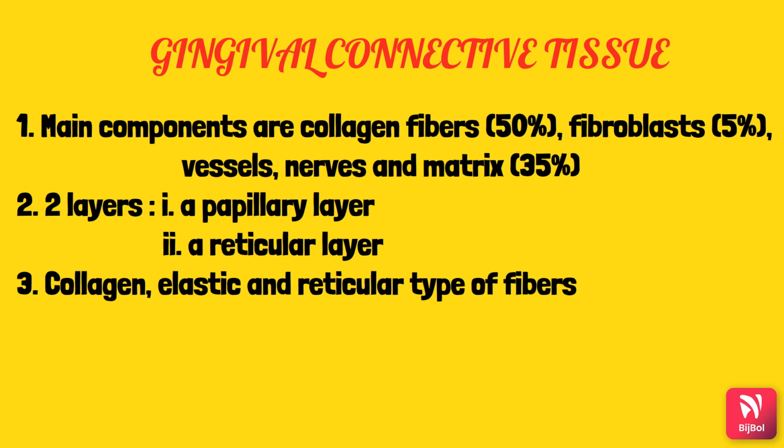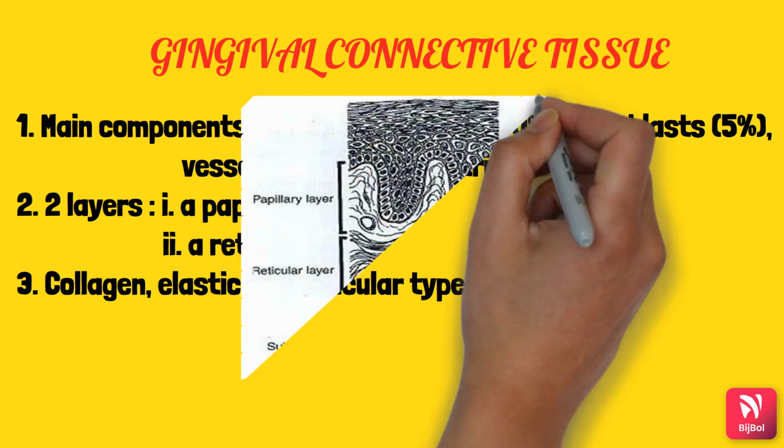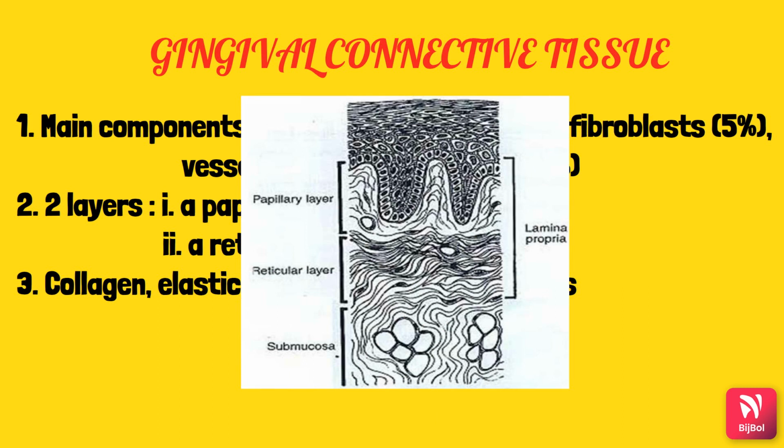And the connective tissue is made up of two layers. Those are the papillary layer and the reticular layer. Initially, we have seen in the microscopic features that there is epithelium and there is connective tissue. In between epithelium and connective tissue, we have a basal lamina or a basement membrane. So beneath the basement membrane, there are two layers of connective tissue, that is a papillary layer and a reticular layer. So in the picture you can notice that there is gingival epithelium, there is basal lamina, and beneath which you have the papillary and reticular layers of the connective tissue. The connective tissue is also called lamina propria.